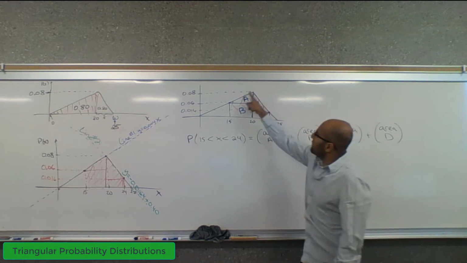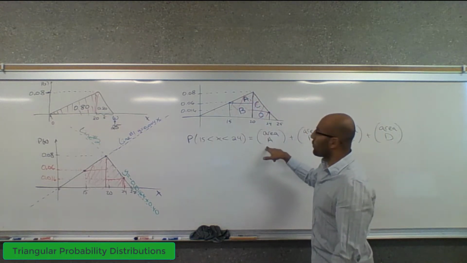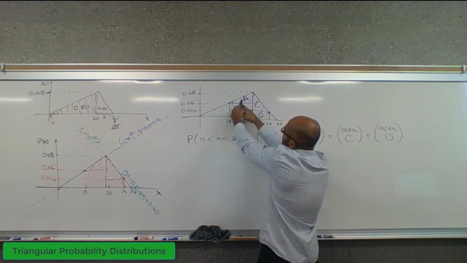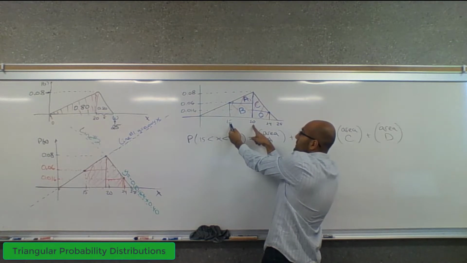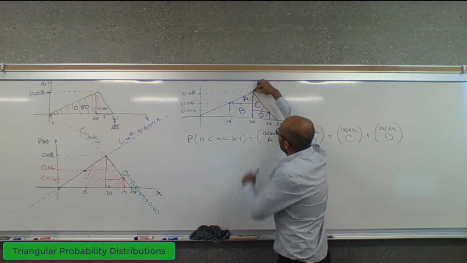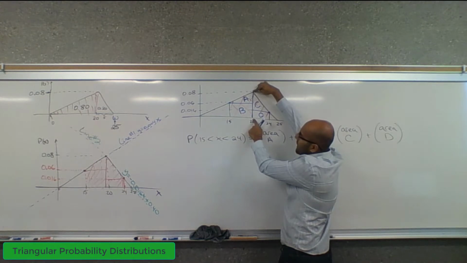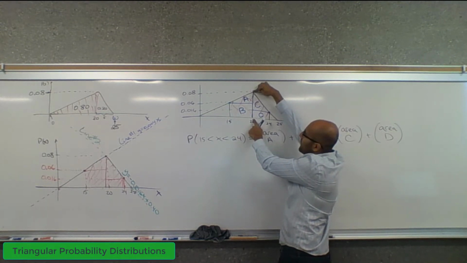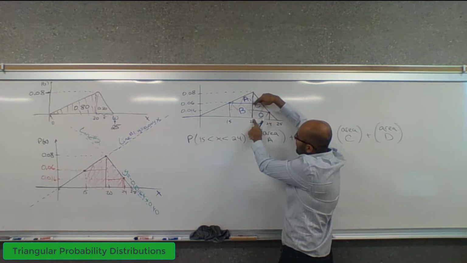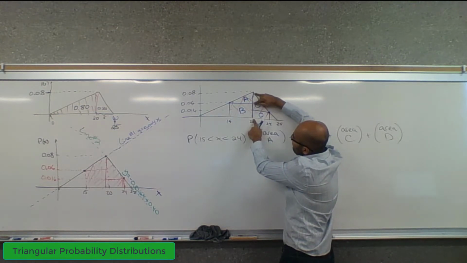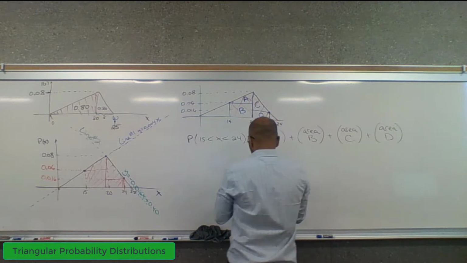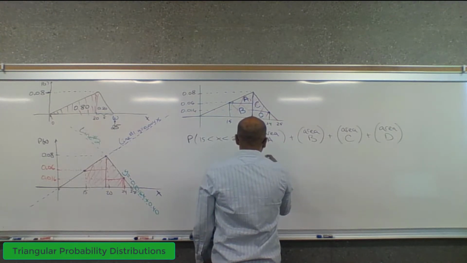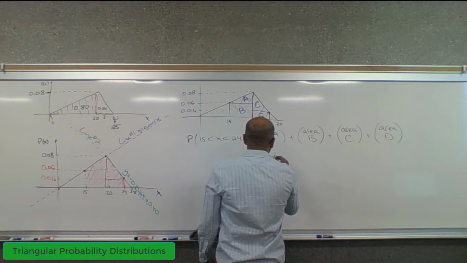Okay, area A. Well, that's a little triangle. I know that's going to be equal to 1/2 base times height. The base of A is going to be 5 units. It's 20 minus 15. The height, that one's a little trickier. The whole thing from the ground all the way to the top is 0.08 or 8%. And from the ground up to there is 0.06. Therefore, the height of the triangle is just the subtraction of the two. So 0.02.